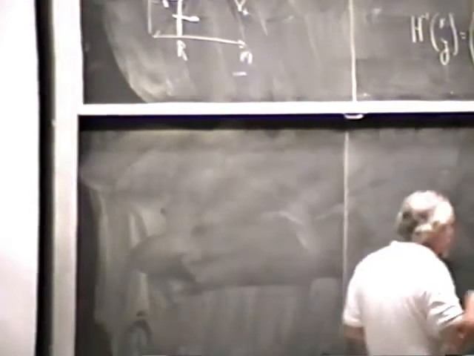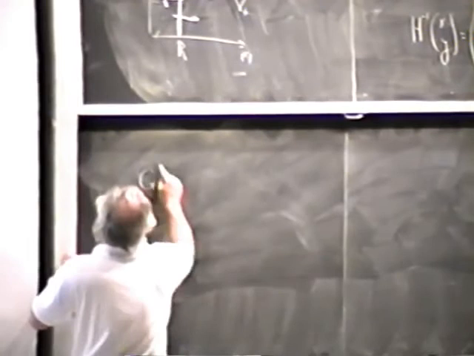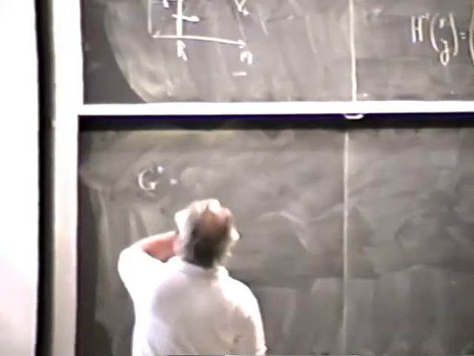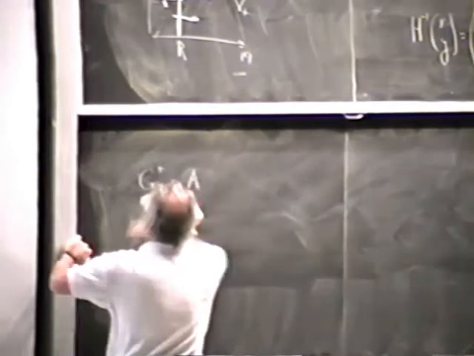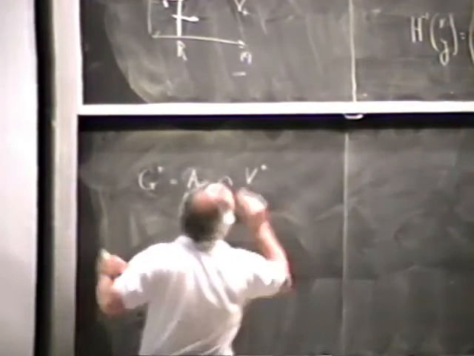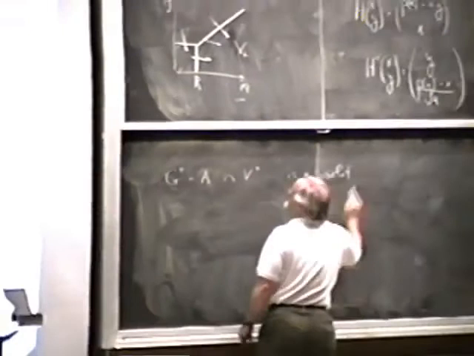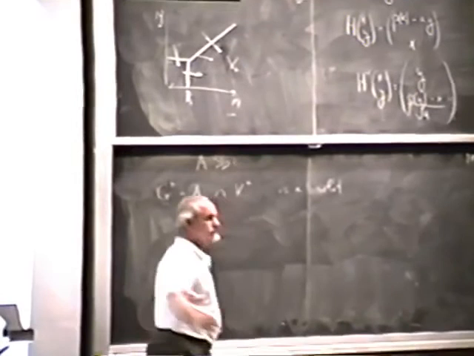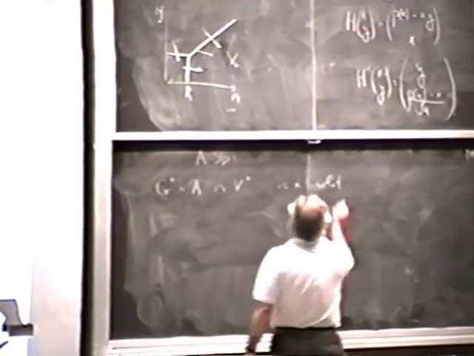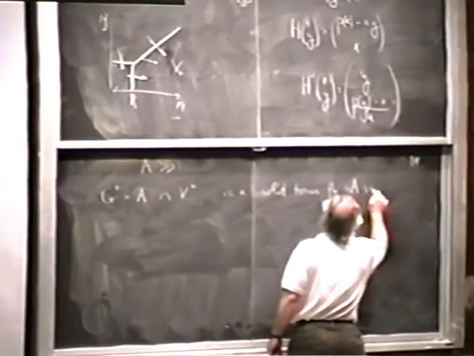Now, what does the region G plus equals A, not R, let me choose some other letter, A, and X intersect V plus look like? My claim is that this is a solid torus, some big number. Some big number is a solid torus for A sufficiently large.